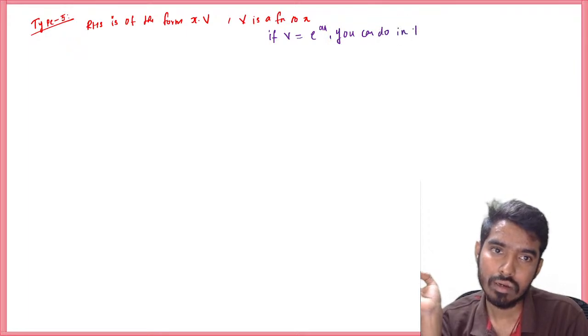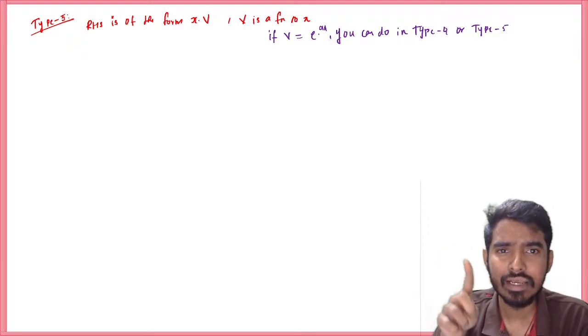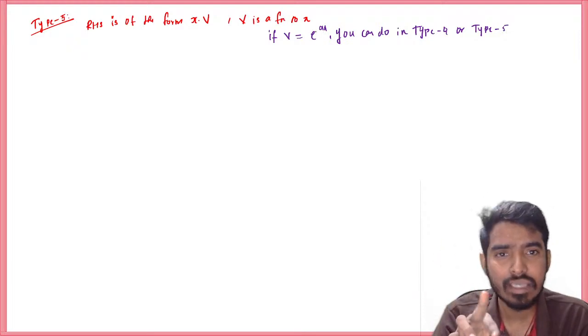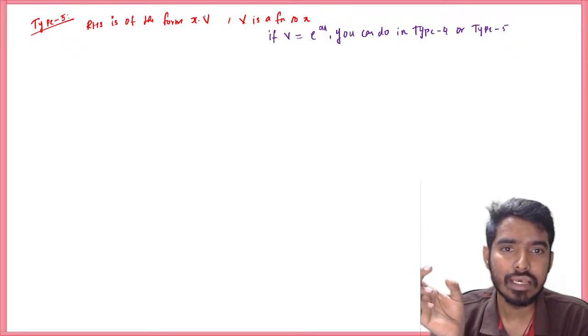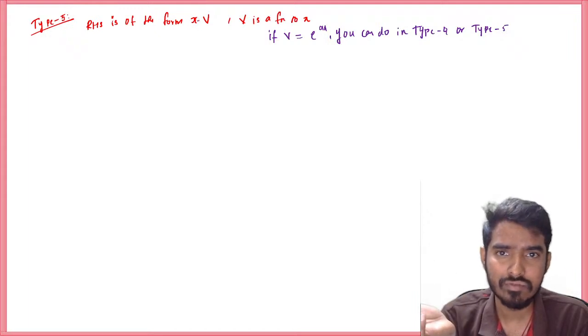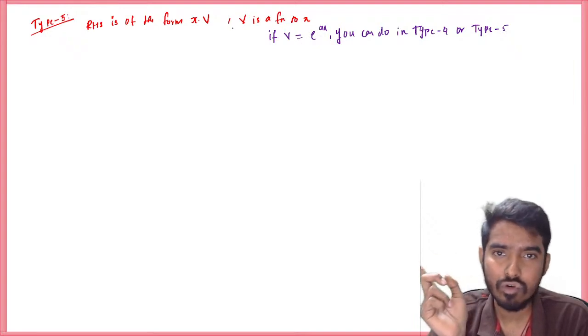If b is e power x, you can do it in type 4 or type 5, and I'm going to list out the formula for type 5. If it is e power x, you can do it in type 4 only: replace d by d plus a, and the e power x work will be completed. Now we have only x here, so you can do that x in type 3.